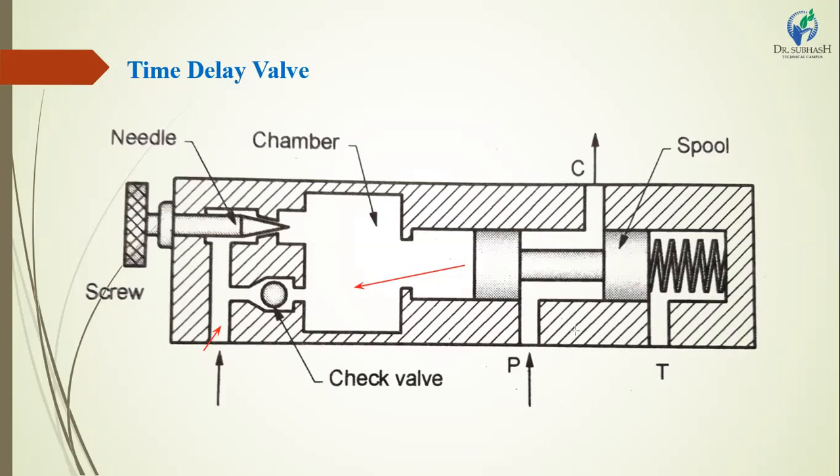close this point, and the spring gives the force in this direction, to the right side, and this spool moves from its original position to the right side. And hydraulic oil passes from point C to point P. This condition is called a retract condition.